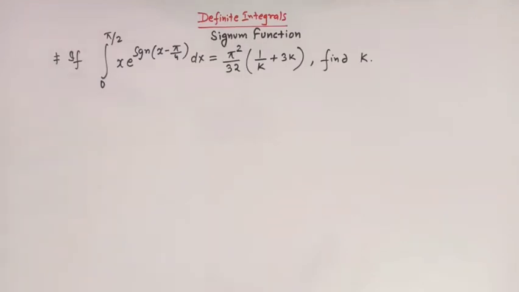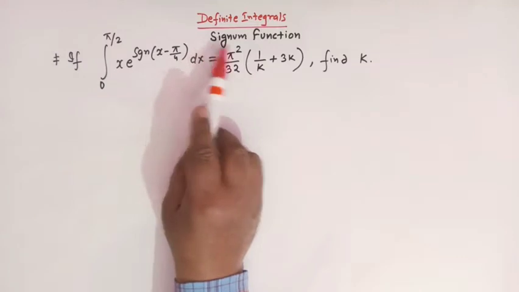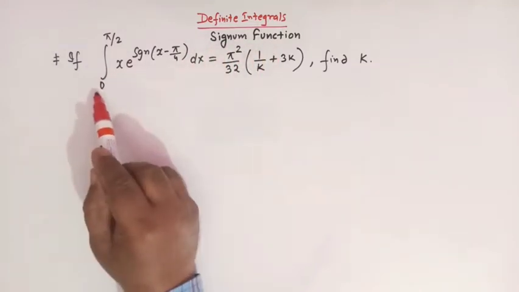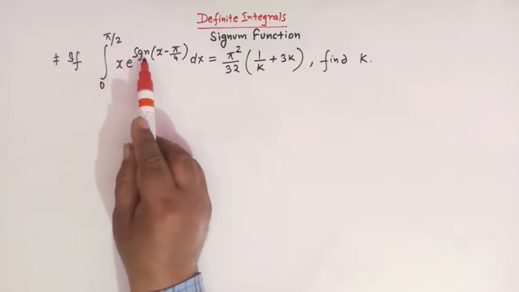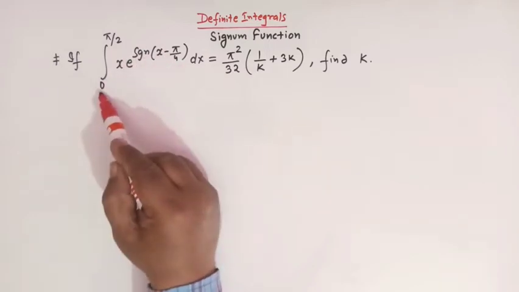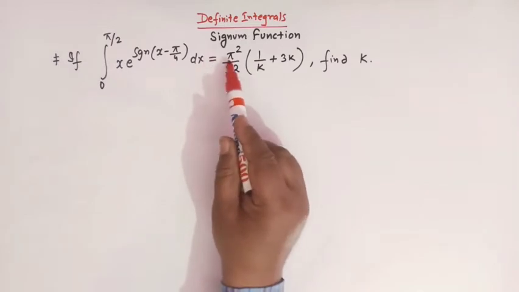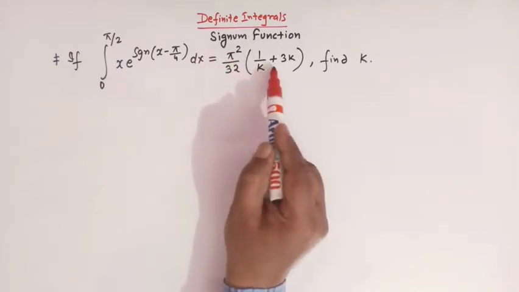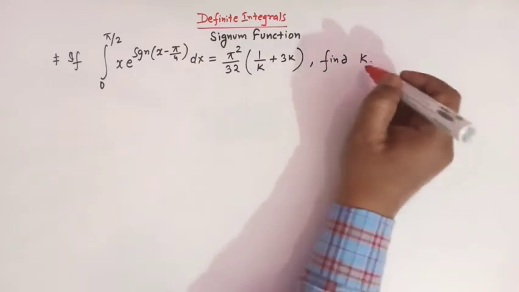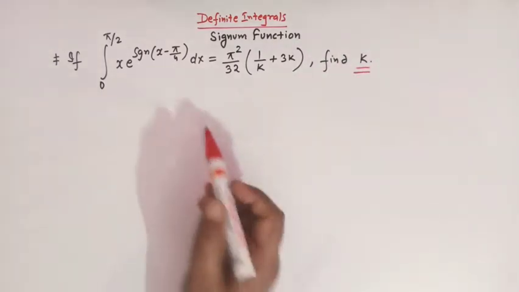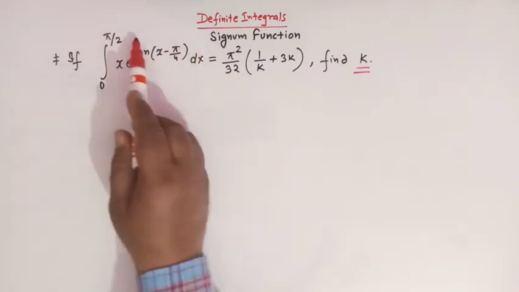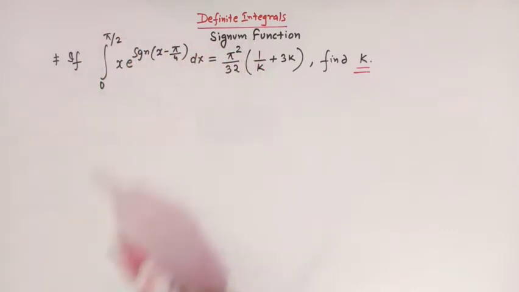Hello viewers, in today's class we are going to discuss yet another important and conceptual problem from definite integrals, right? So here we have this problem involving Signum function, right? So here the integral of x e raised to Signum of x minus pi by 4 from 0 to pi by 2 is given as pi square over 32 into 1 over k plus 3k, and we have to find the value of k, right? So here this integral, it involves Signum function, right?